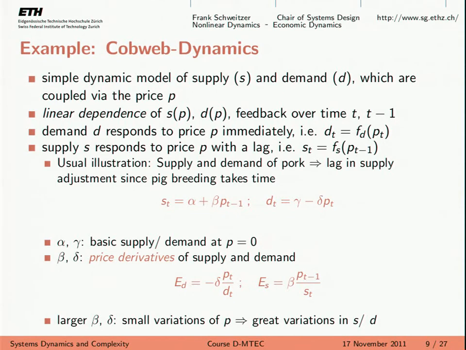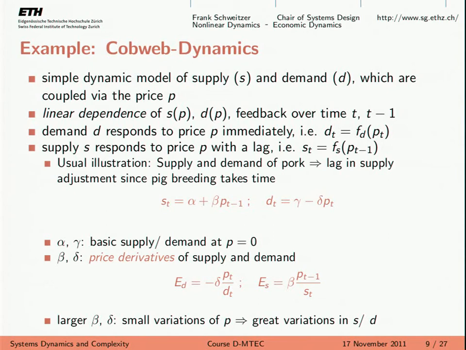The price derivative times the price over S. And we want to see what happens when we start playing with our control parameters. Now, which are our control parameters? Any ideas? We talked a lot about control parameters. I tried to give you kind of an intuition which are good candidates for control parameters.